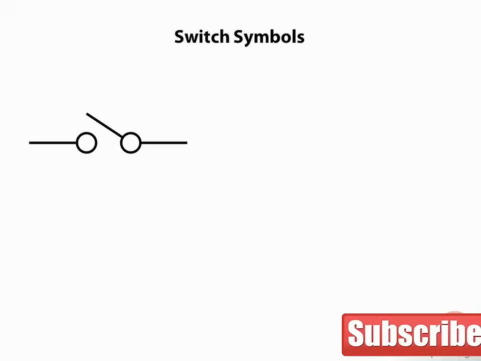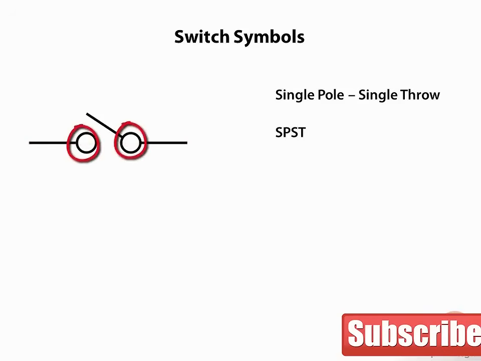Here is a schematic of a simple single-pole, single-throw switch. We call it single-pole because it only controls one circuit path. It is called single-throw because we can only select one contact point. We see the contact points on the switch drawn by the circles. The leads from the switch show the circuit connection points, and the switch portion in the middle shows how the contact is made between the two contact points. The short form designation for this switch is SPST, which stands for single pole, single throw.